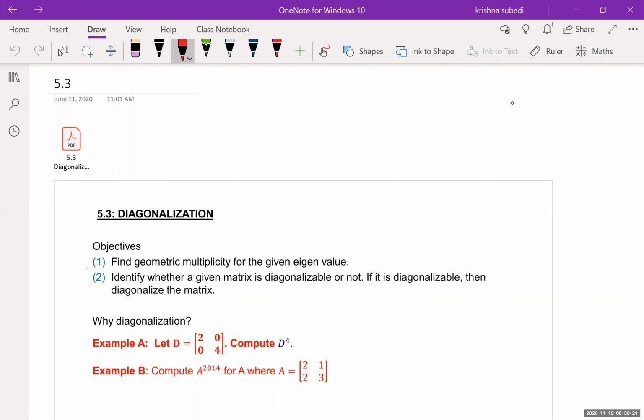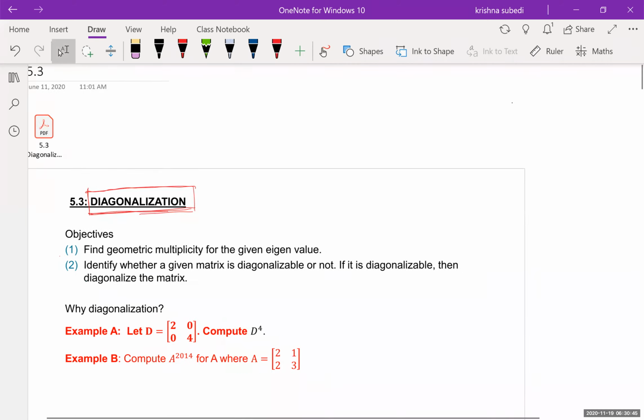So now in section 5.3, the main concept that we'll be talking about is called the diagonalization of a matrix. Okay, we want to diagonalize the given matrix. Now you may raise the question, what is the use of diagonalization? Why do we want to diagonalize? Let's look at one simple example.